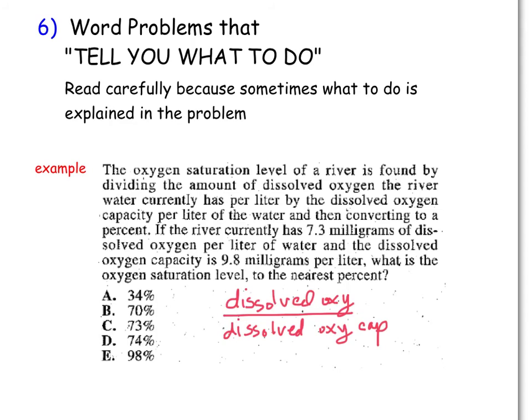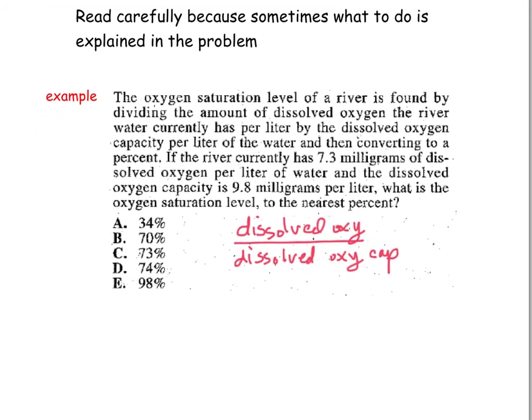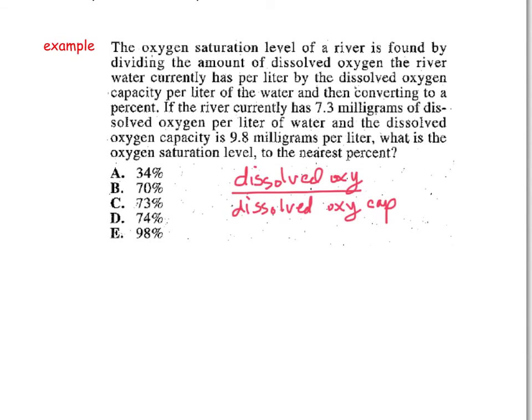So now the next part basically is going to give you the numbers with which you have to solve. It says if the river currently has 7.3 milligrams of dissolved oxygen per liter, so if I have 7.3 milligrams of dissolved oxygen per liter, and the dissolved oxygen capacity is 9.8 milligrams per liter, what is the oxygen saturation level to the nearest percent? So they told you what to do. The oxygen saturation is given by taking the dissolved oxygen divided by the dissolved oxygen capacity. All right, the dissolved oxygen is currently 7.3, the capacity is 9.8. So this seems all complicated, but really this problem told you what to do.